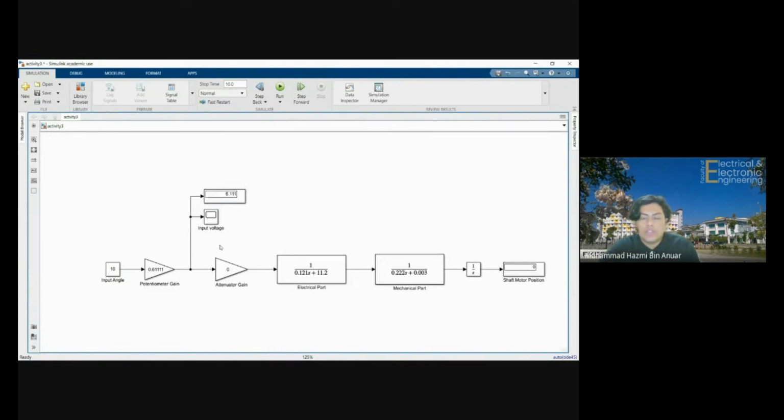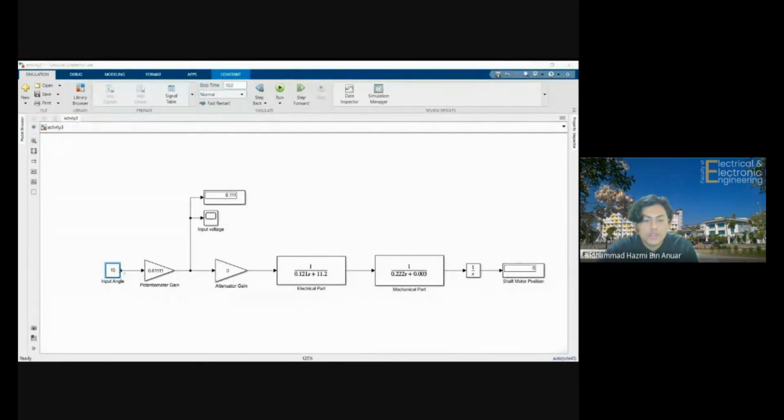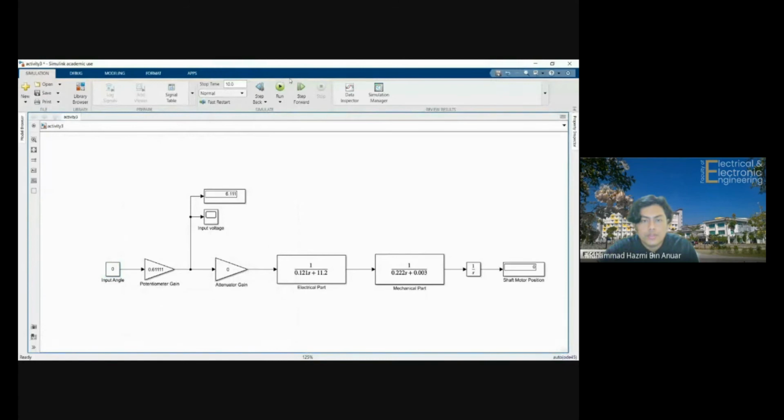So what I can conclude for the system is that when the input angle increases, the input voltage increases, but the shaft motor position does not show any value, which means the circuit did not function. Next, I'm going to explain question number 5, which is to increase step by step the value of the attenuator gain from 0 until 10 and set the input angle to 0. So the input angle we put 0 and step 0.